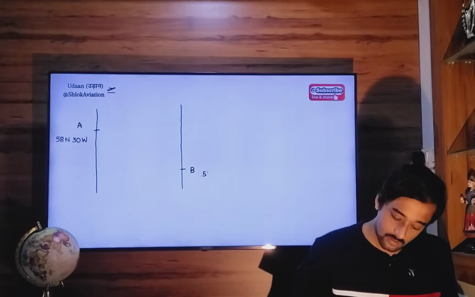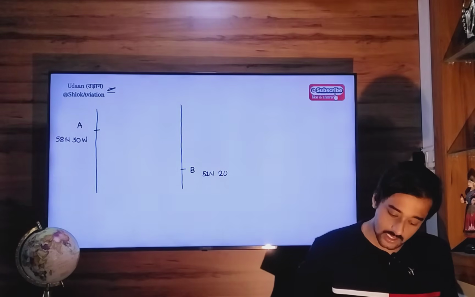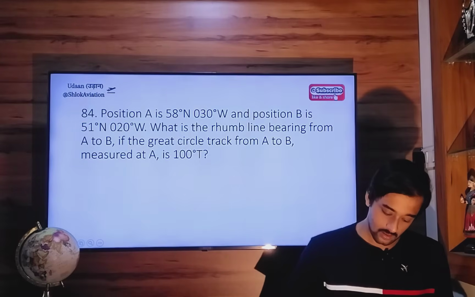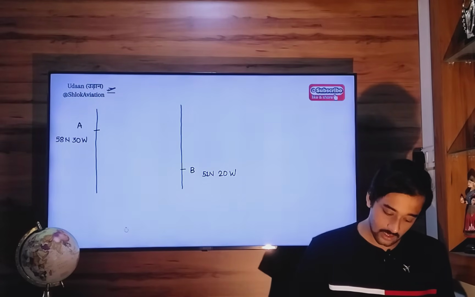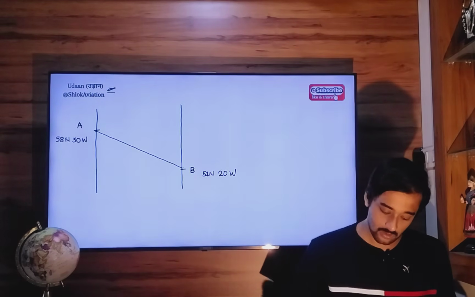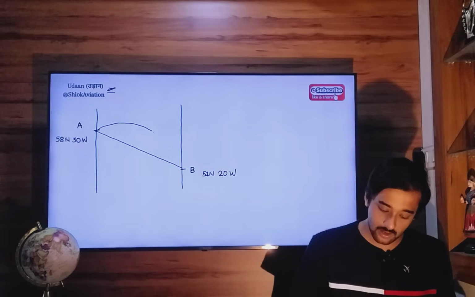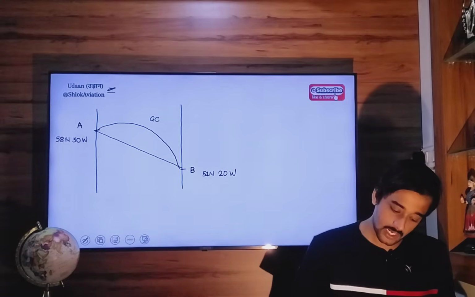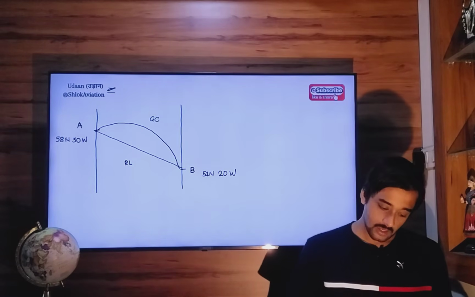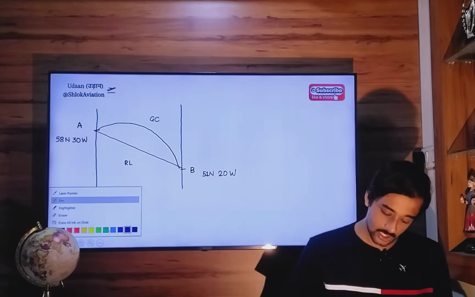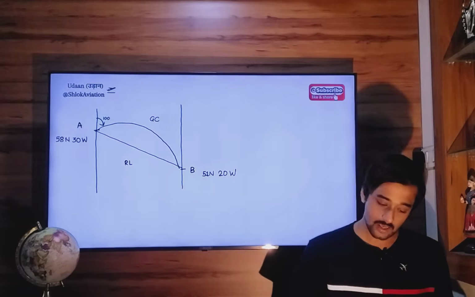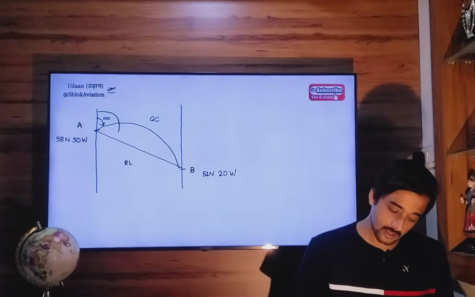51 north, 20 west. Okay. Now let's join that. We are in the north hemisphere, so the great circle track will be something like this. This will be your great circle, this will be your rhumb line. Now the great circle track as given in the question is 100. This is your great circle, 100. Rhumb line track is this bigger angle.